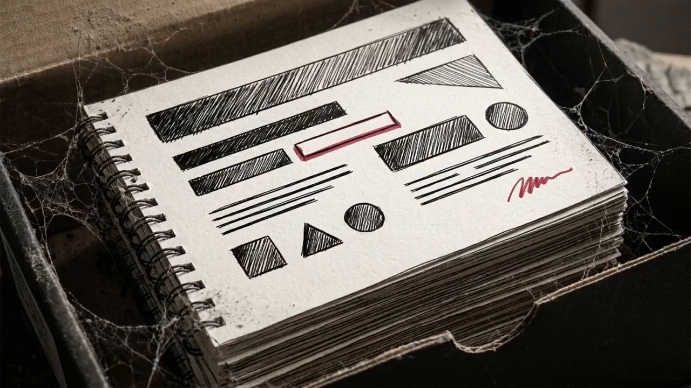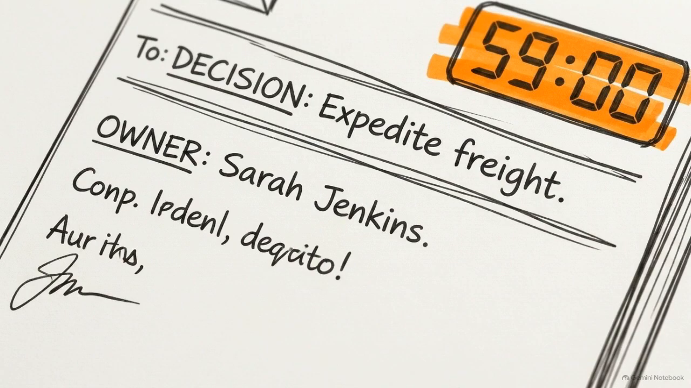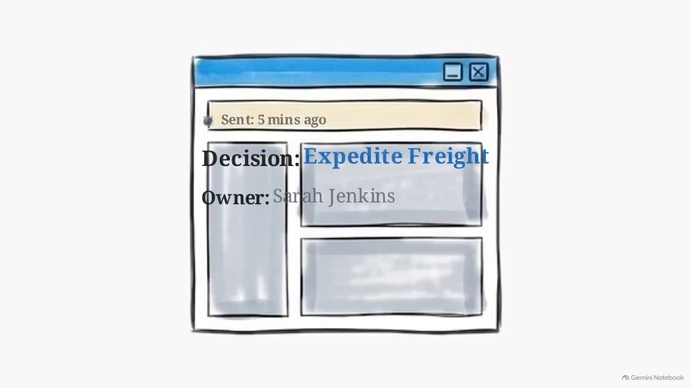Do not send the slide deck as your primary follow-up. Slide decks are often filed away and forgotten. Within 1 hour of the meeting, send a 2-line summary detailing only what was decided and who owns the next move. This forces anyone who has changed their mind to actively disagree in writing.